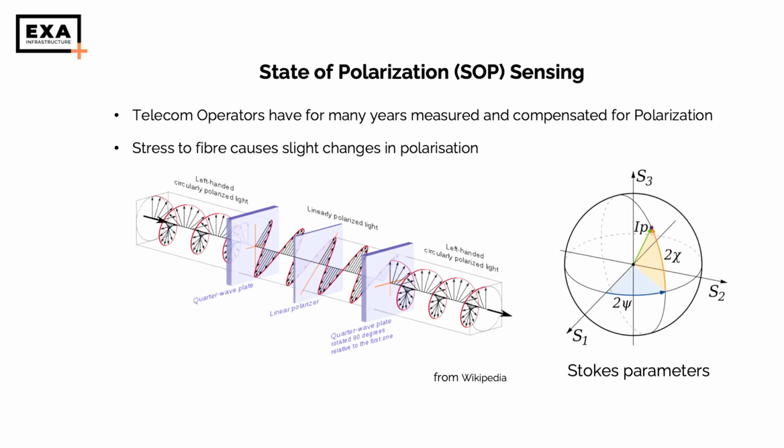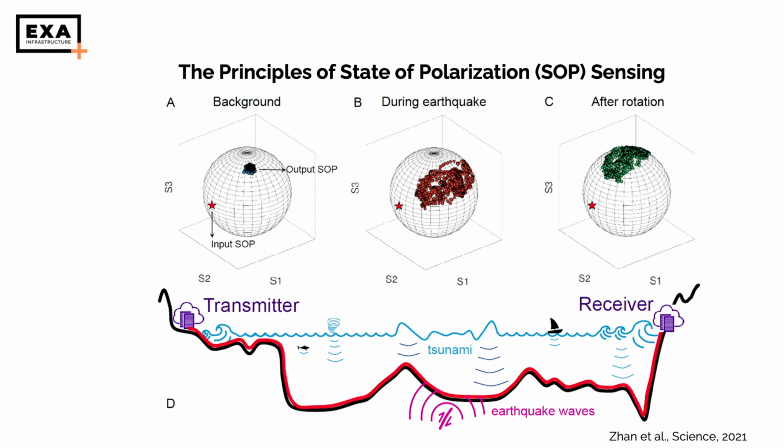The way it's quantified is in a three-state model, or state of polarization model, using Stokes parameters. You can see the small figure on the right-hand side there. So this slide shows very briefly how it works.